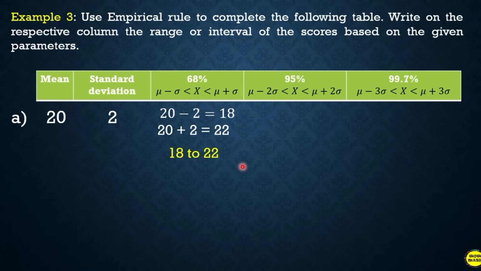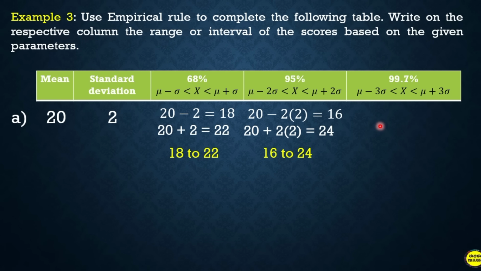From 18 to 22. Sa 95%, so that is 20 minus 2 times 2. So bakit 2? That is the standard deviation. Sundan lang natin yung formula. So kung minus dito, dito naman is plus. 20 plus 2 times 2, that is 24. So therefore, yung interval ng score natin is from 16 to 24.